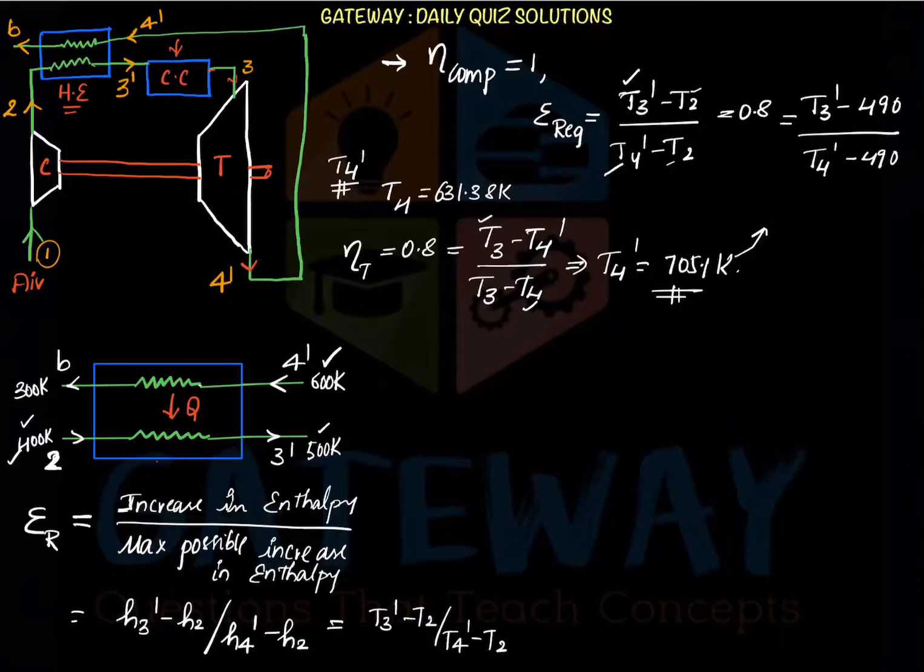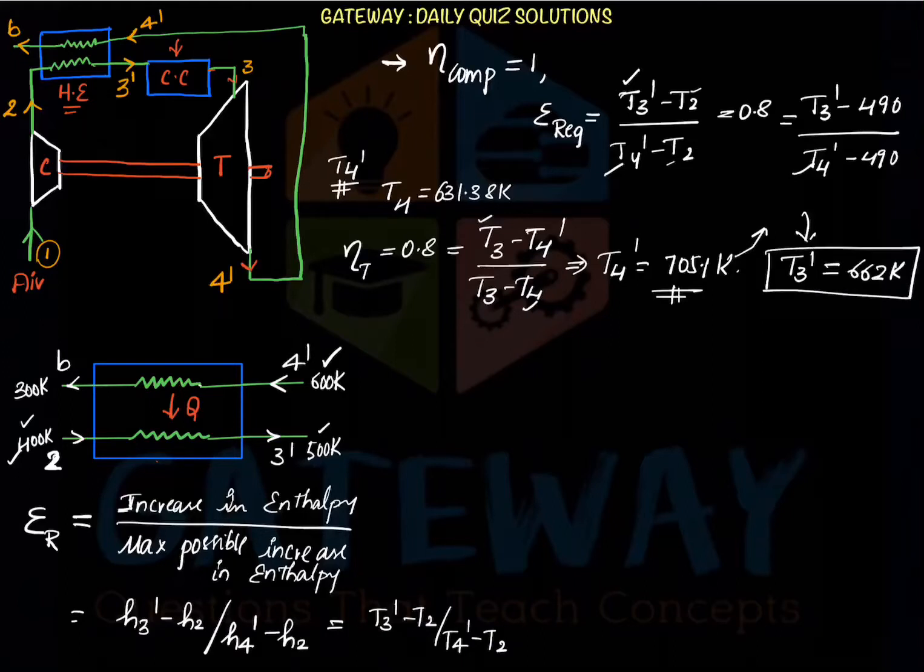That T4 dash we will substitute here in the effectiveness of the regenerator. This is also calculated here, 700.51. From there we'll get the value of T3 dash as 662 Kelvin. So T3 dash was also known. Now we need to calculate all the things needed. So first thing is work done by turbine. This is the actual work done by turbine, between the actual process, T3 minus T4 dash, that is equal to Cp into T3 minus T4 dash.